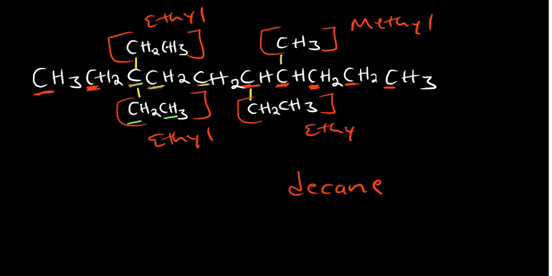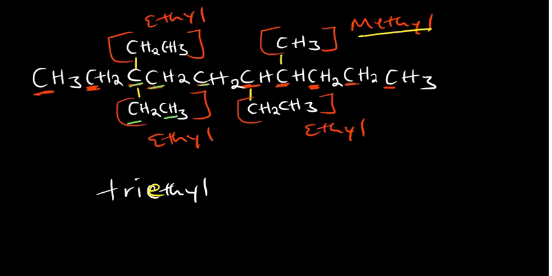So say tri because they are 3. So tri and then ethyl. So triethyl. Now one thing that I want you to know is, in terms of alphabetizing, if you look at triethyl, and then the other substituent that we have is methyl, which one is going to come first in terms of alphabetical order? If you compare M and T, you will notice that M will come before.